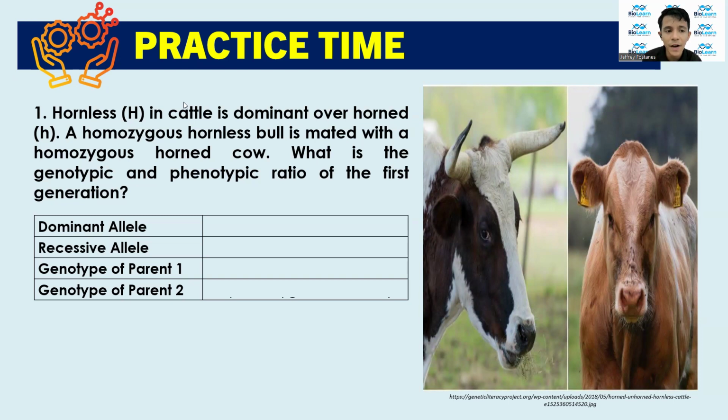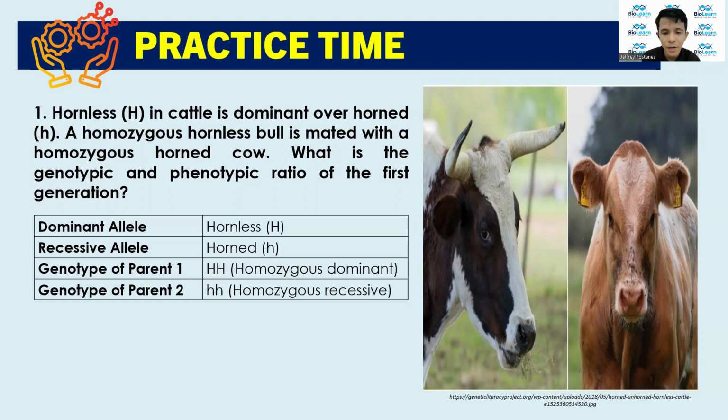So let's start by finding the dominant allele. The dominant allele must be capital H or hornless. Our recessive allele is horn or small h. What do you think is the genotype of parent one? It says there homozygous hornless, so that must be homozygous dominant. Okay? And then it mated with a homozygous horned cow, so that must be homozygous recessive genotype for parent 2.